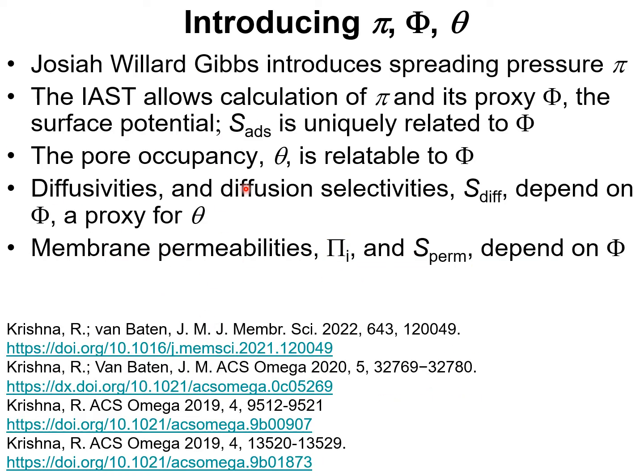In developing our fundamental approach to describing mixture permeation across microporous membranes, we introduced three parameters: pi, phi, and theta. Pi is the spreading pressure introduced by the great thermodynamicist Josiah Willard Gibbs. The ideal adsorbed solution theory allows calculation of pi and its proxy phi that can be termed the surface potential.